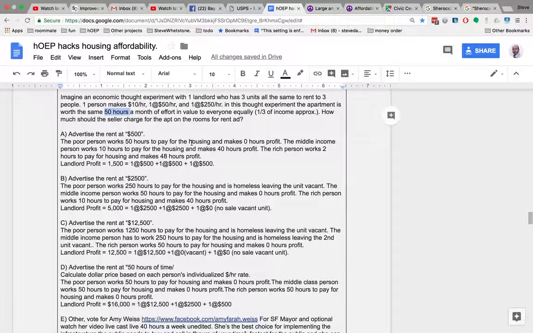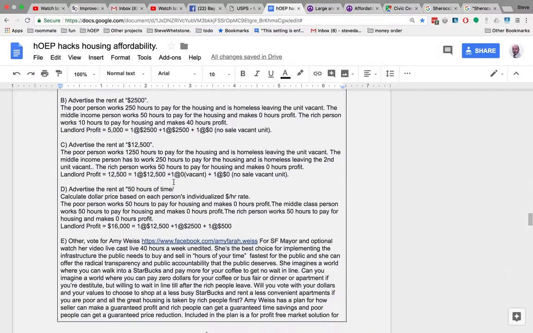The poor person works 50 hours to pay for the housing and makes 0 hours profit. The middle income person works 10 hours to pay for the housing and makes 40 hours profit. The rich person works 2 hours to pay for housing and makes 48 hours profit. The apartment is worth the same 50 hours a month of effort in value to everyone equally. That's not very fair, but that's what it is. The landlord profit equals $1,500, that's one at $500 plus one at $500 plus one at $500.